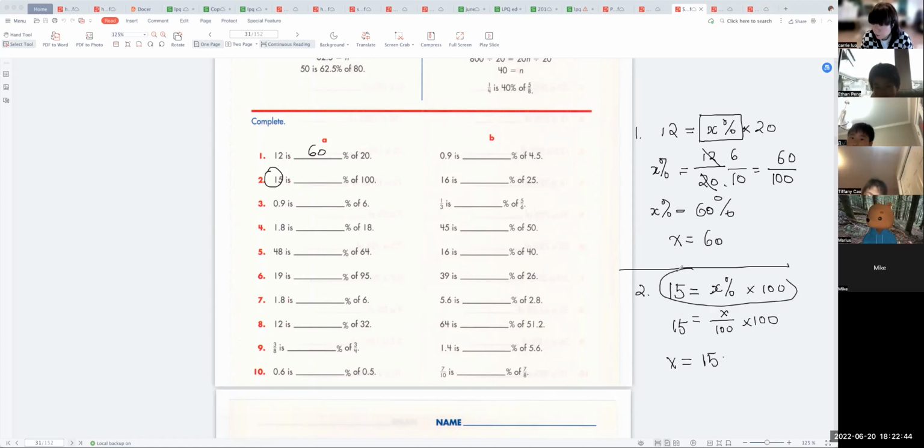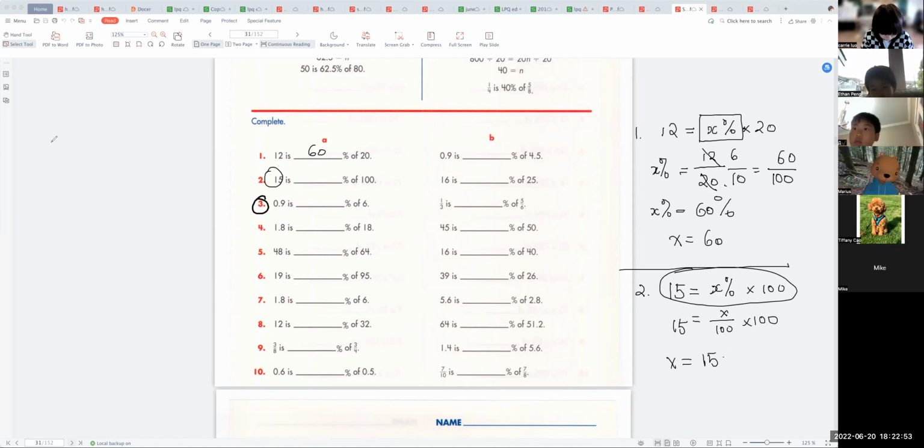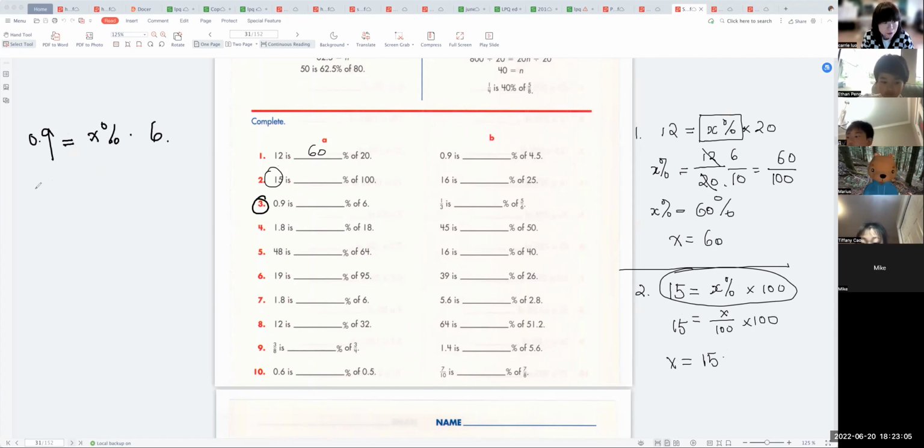But I want to see this one. Get it, Ethan? Okay, so this one will help you to do a lot of questions much easier. So number 3, Daniel, can you give me the equation? 0.9 equals X percent times 6. Very good. So X percent equals what? Equals 6 divided by 0.9 or 0.9 divided by 6? 6 divided by 0.9. So that's why you don't understand, okay?